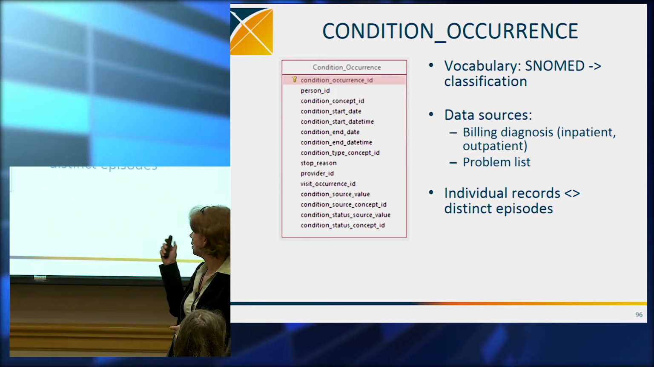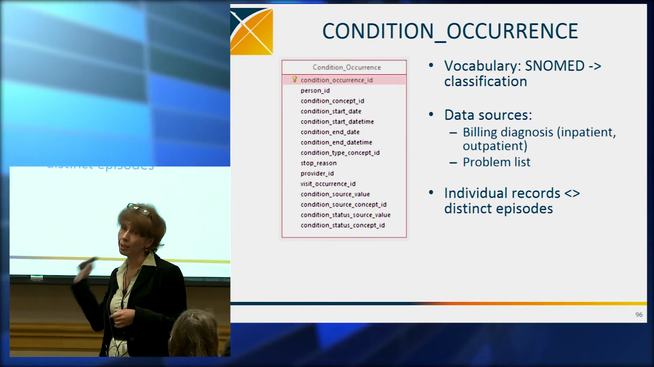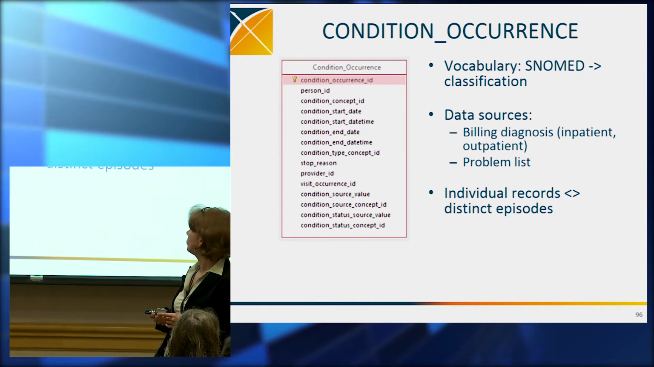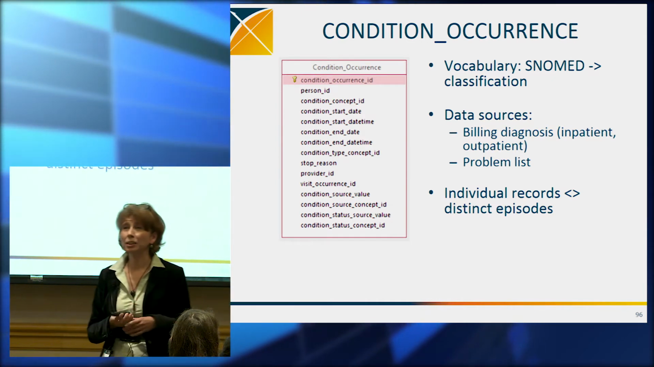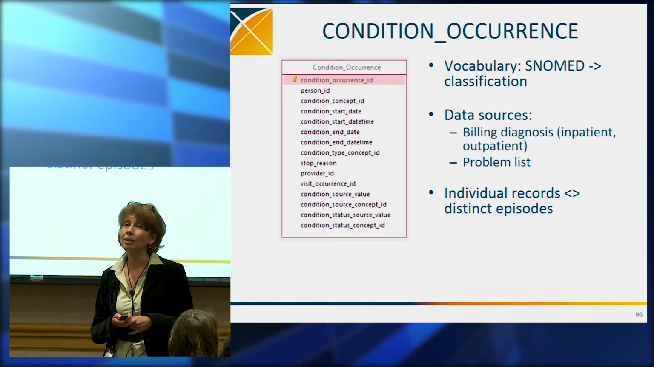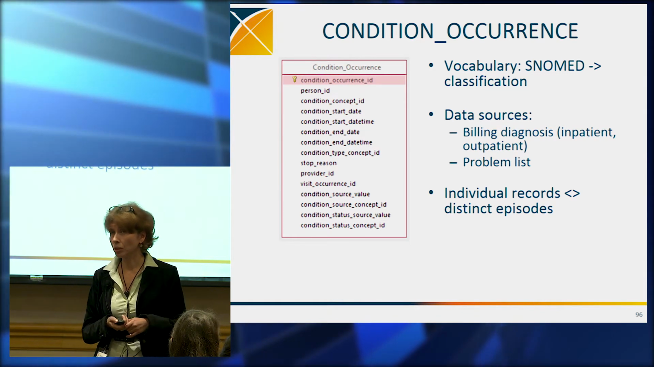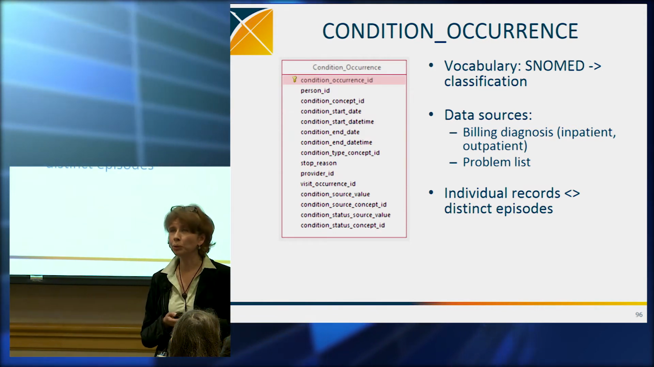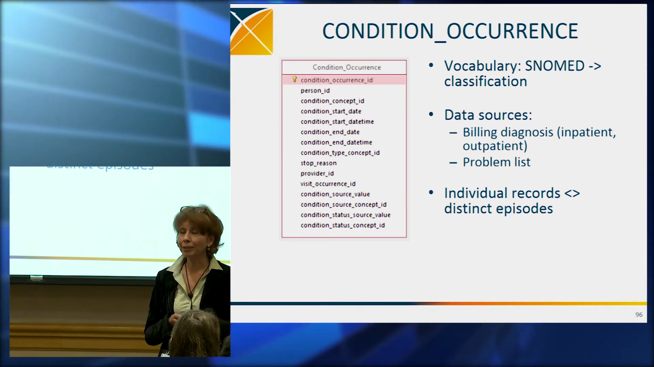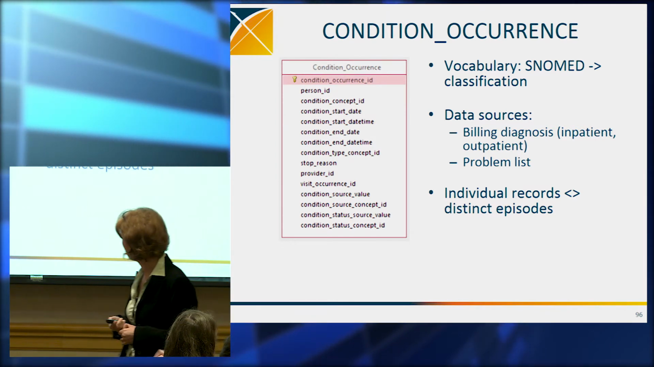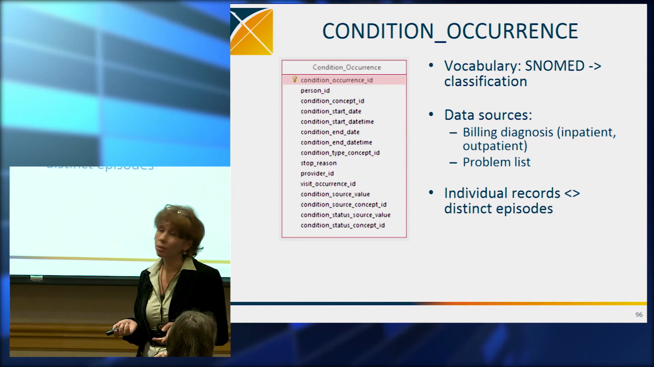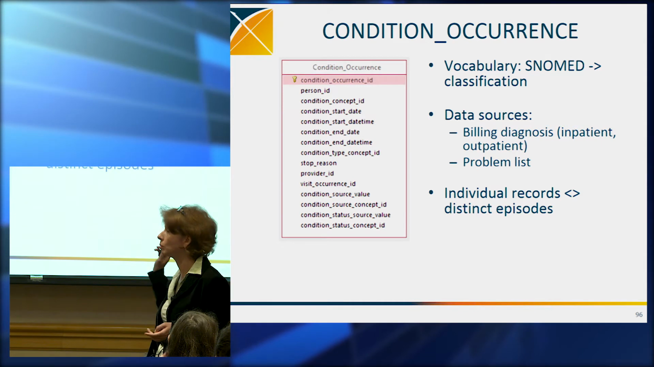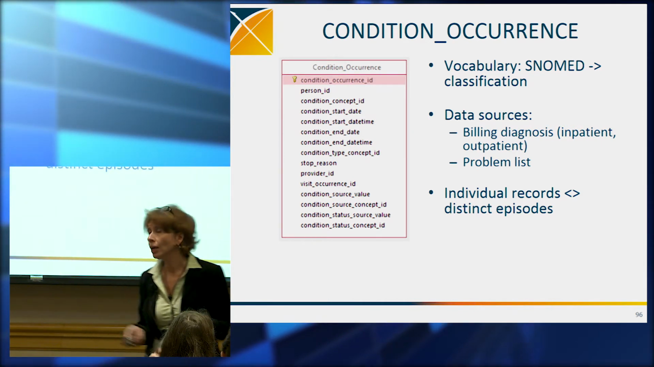Condition occurrence. This is a table where we record patient diagnosis. You've heard that our common language for talking about diagnosis is SNOMED, and hopefully you will be able to map all of your source codes to SNOMED now without any difficulties. The data sources are different. Again, the concept type IDs could be the billing diagnosis, could be problem lists, again, cancer registry, and so forth.